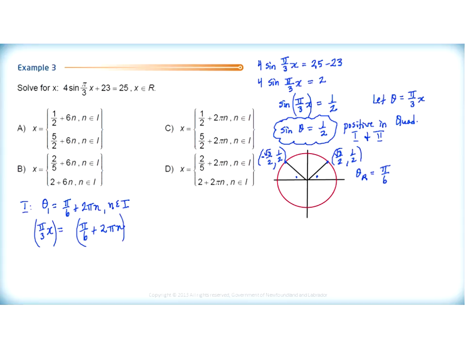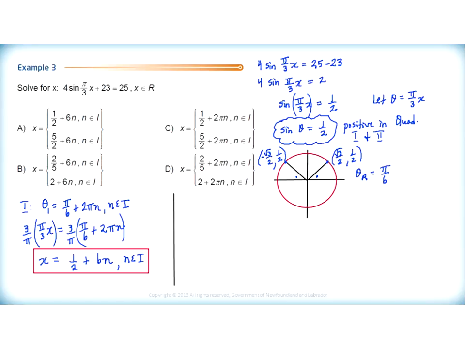In order to solve for x, we multiply both sides of the equation by 3 over pi. So on the left side, 3 over pi times pi over 3x just leaves us with x is equal to. On the right side, the pi's will cancel. 3 over 6 is just equal to a half, plus the pi's will cancel, and 3 times 2 will leave us with 6n, where n belongs to the set of integers. This represents one solution for this equation.